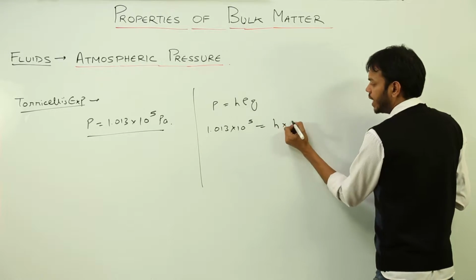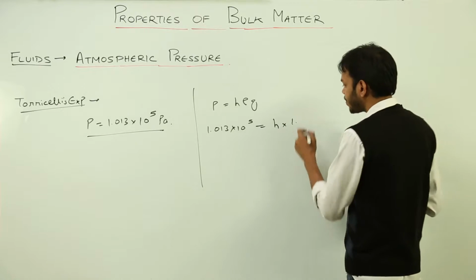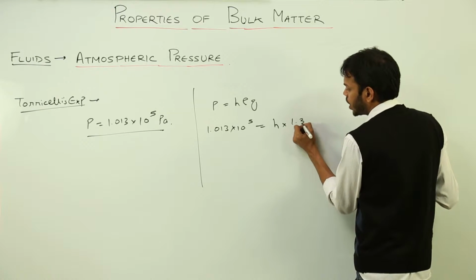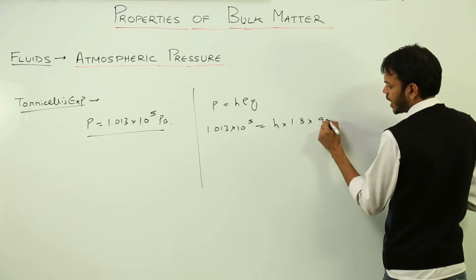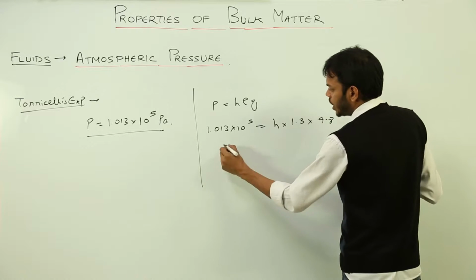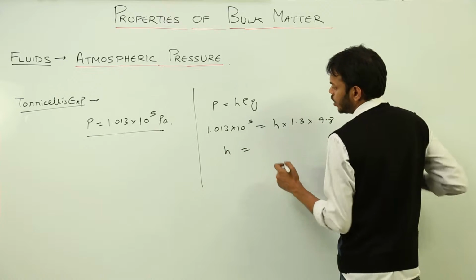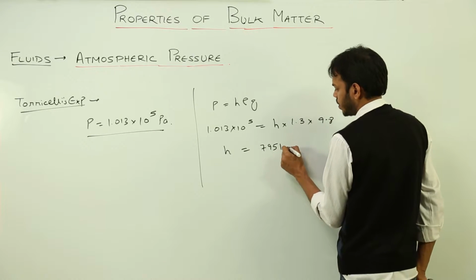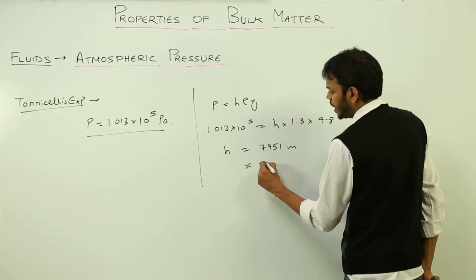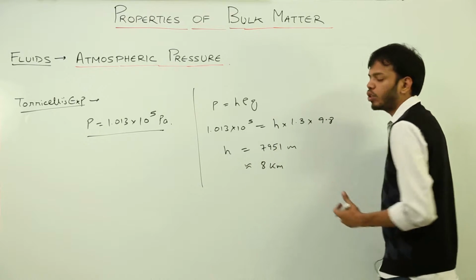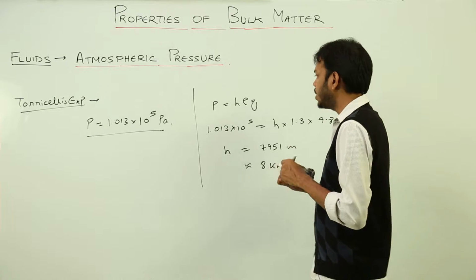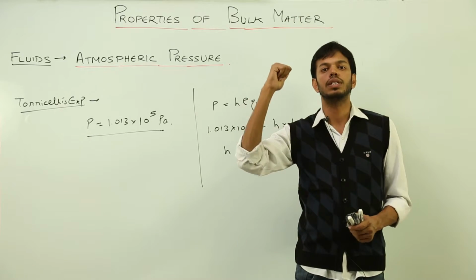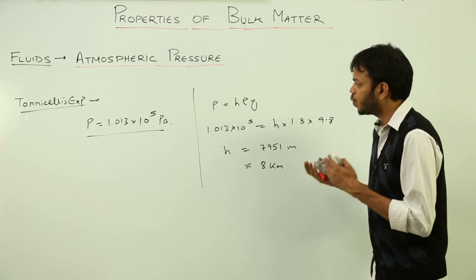Density rho, air is supposed to be of density, to be approximate, 1.3, and g is 9.8. Putting all these values, I'll get height to be about 7951 meters, or it's approximately equal to 8 kilometers, right? 8000 meters or 8 kilometers. So that means atmospheric gases extend from the ground till 8 kilometers, which is not true. We know that, right? So where is the flaw coming from?